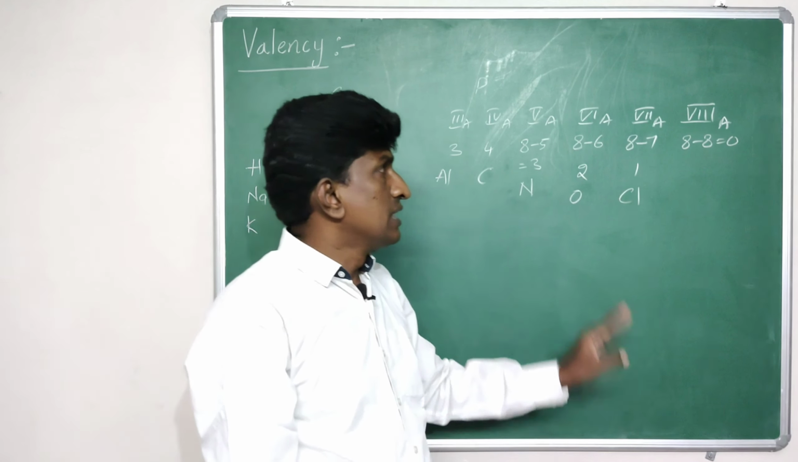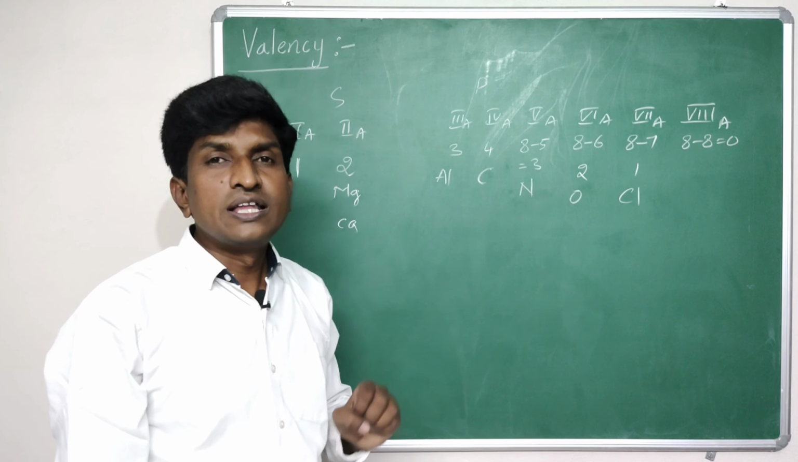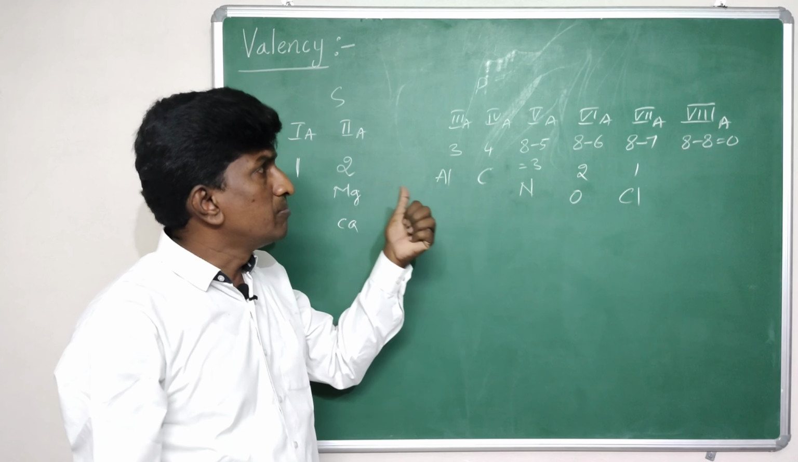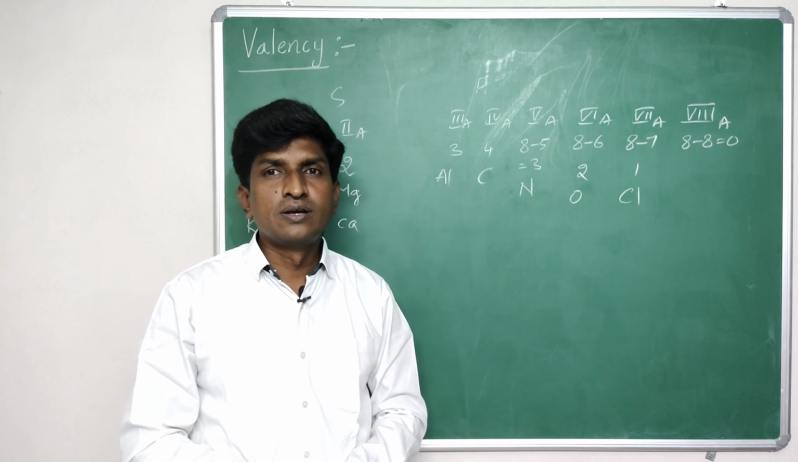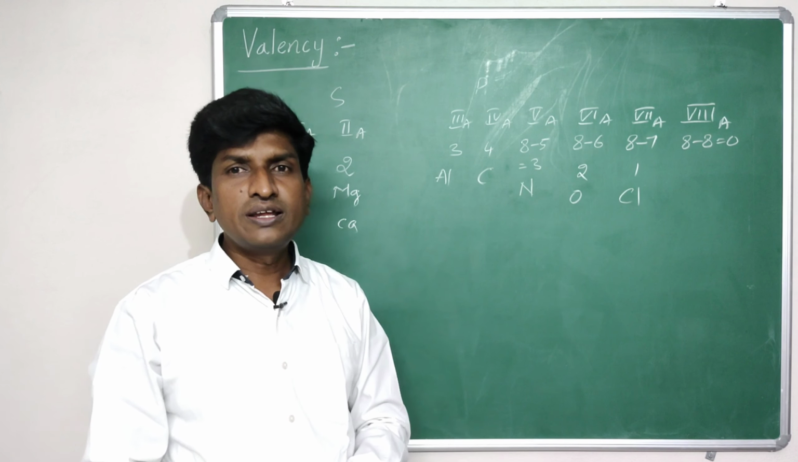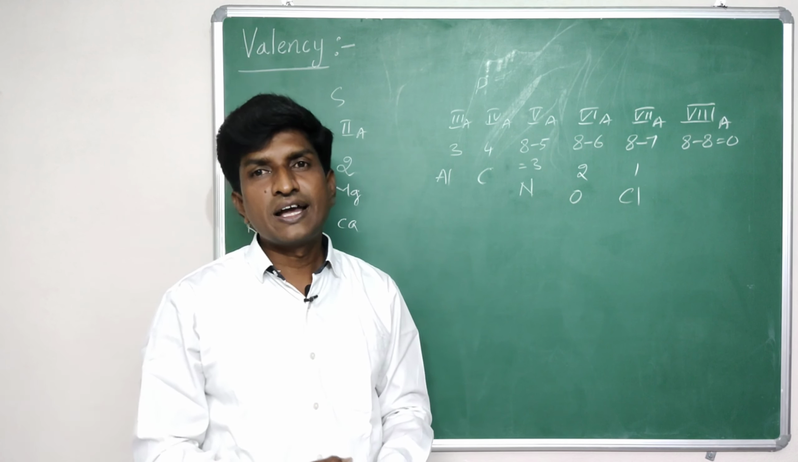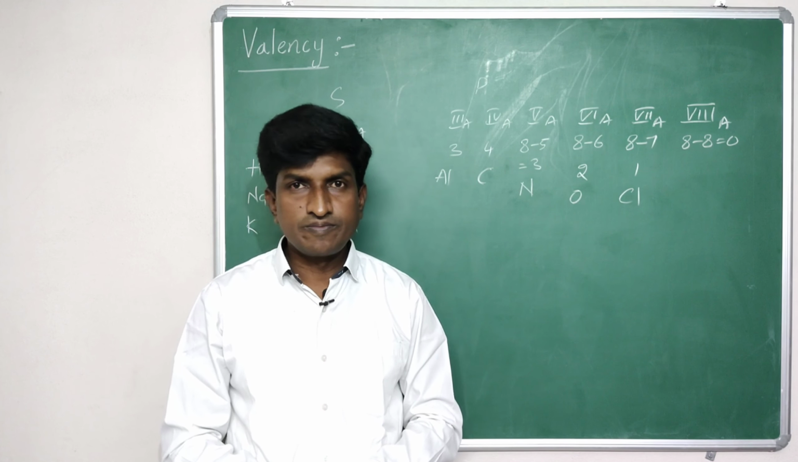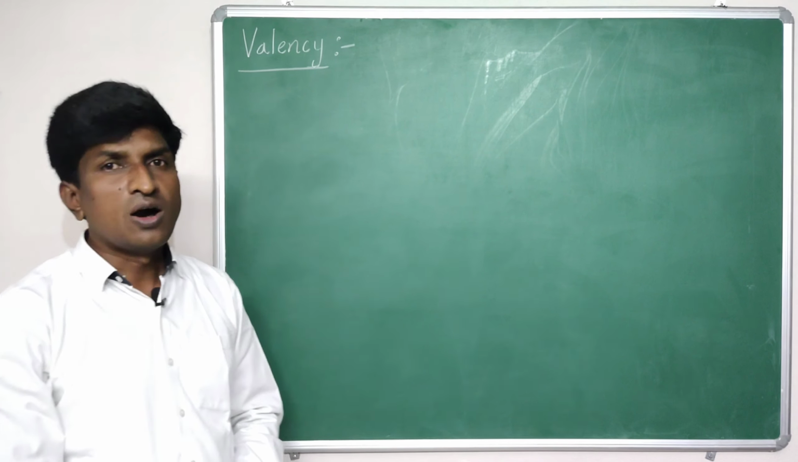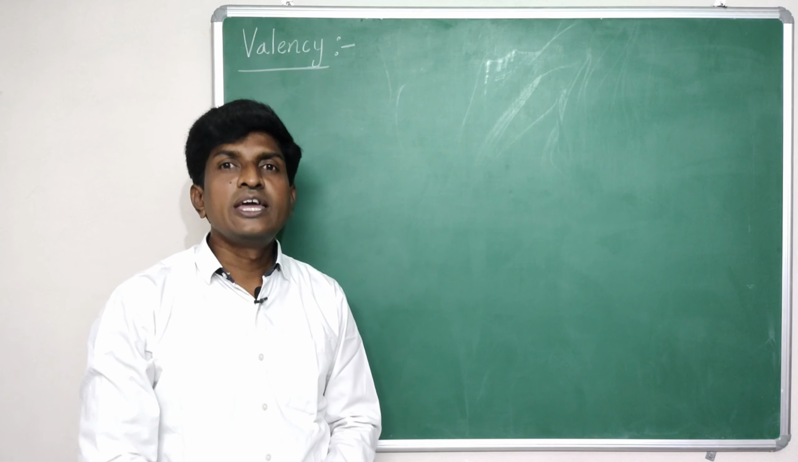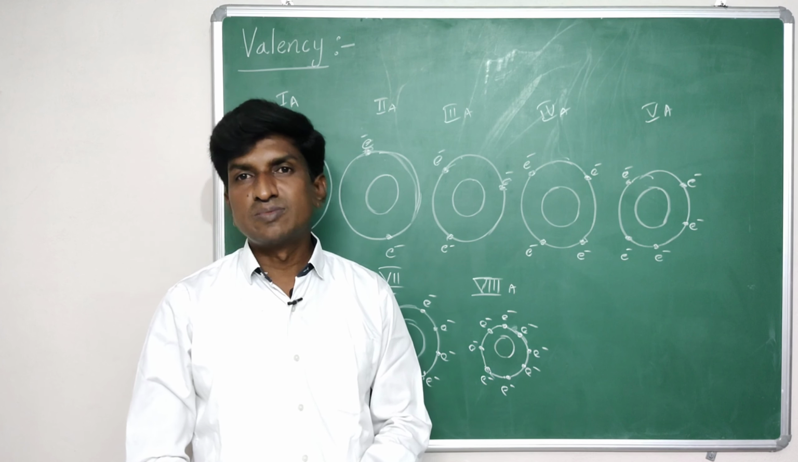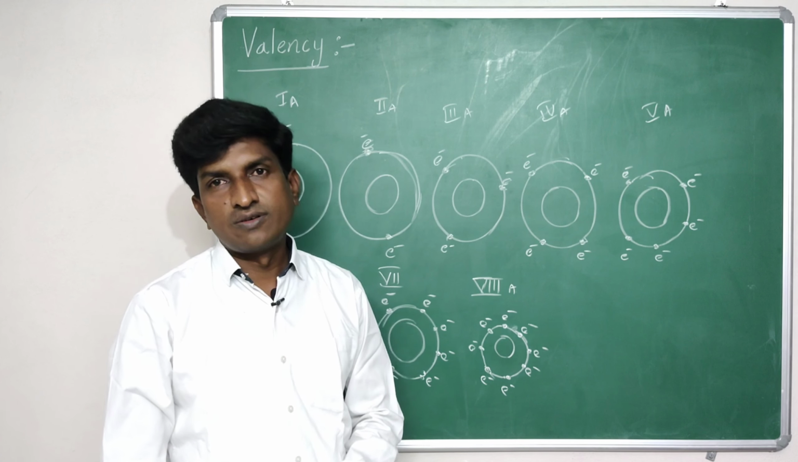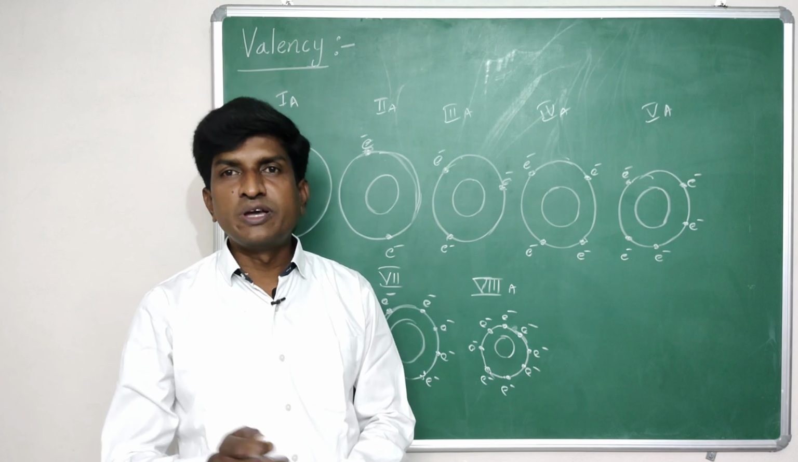So this is about the valency of the elements in the s and p block elements in the modern periodic table. In the next classes, we will learn the valency of d block and f block elements. Now let us discuss how the valency changes in a period. Let us discuss the number of outermost electrons present in the elements of the second period.